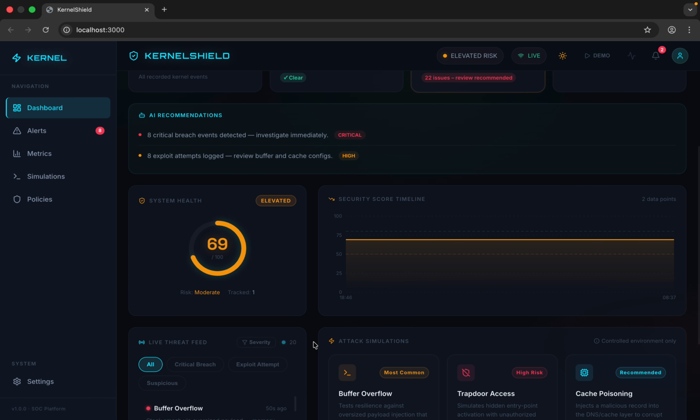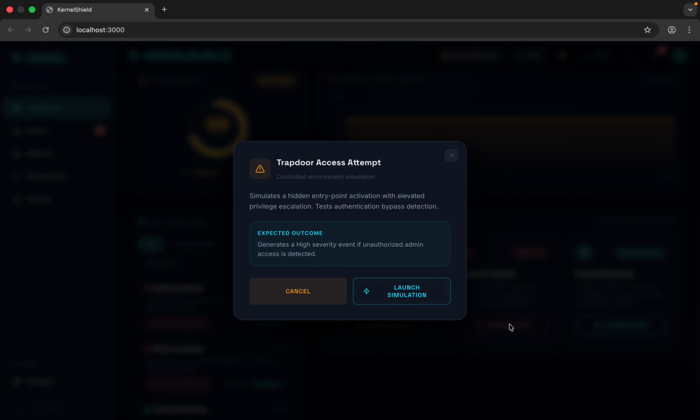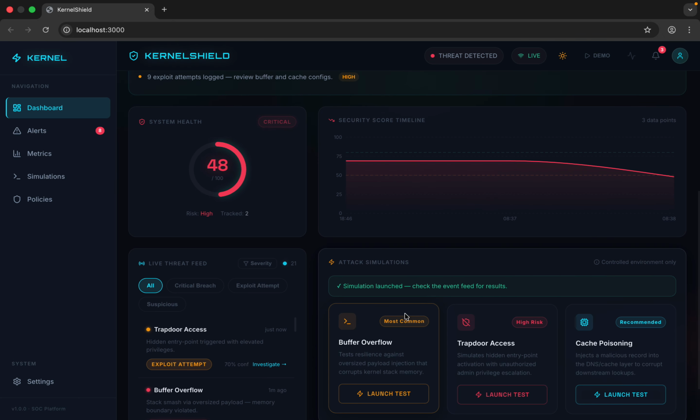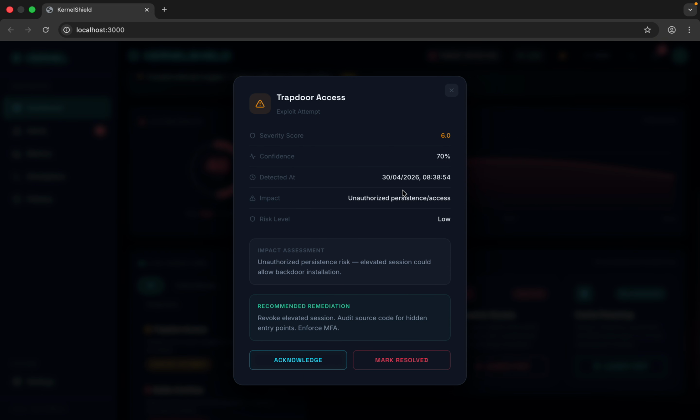And now let's try a different type of attack, a trapdoor. These are hidden backdoors that bypass normal authentication. Detected. And you know what? This one's interesting. Severity, still high, but not as critical as the buffer overflow. Threat tier, still high, but still the same story.